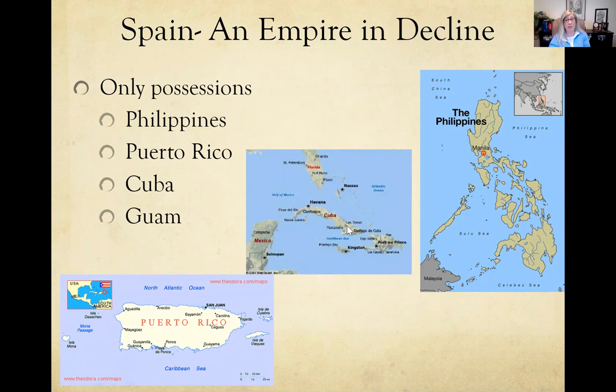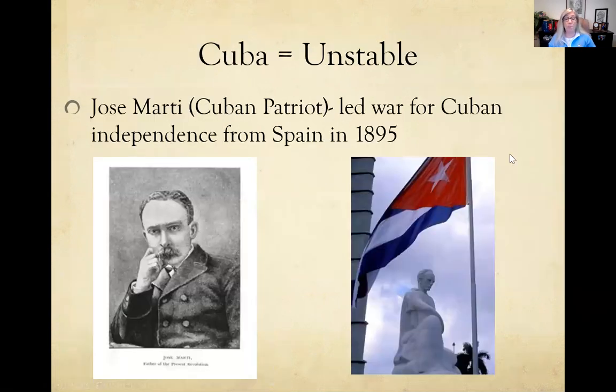In particular, Cuba is a country that is heavily involved in sugarcane production, which is financially important for them, and they want to hang on to these possessions. Well, to hang on to them, they end up using a lot of very strict oversight. And the people of Cuba become quite resentful of Spanish control, because Spain sends in these military officials that are brutal. And there is a revolutionary movement that is growing in Cuba, and it's led by this man, Jose Marti, who wants Cuban independence from Spain.